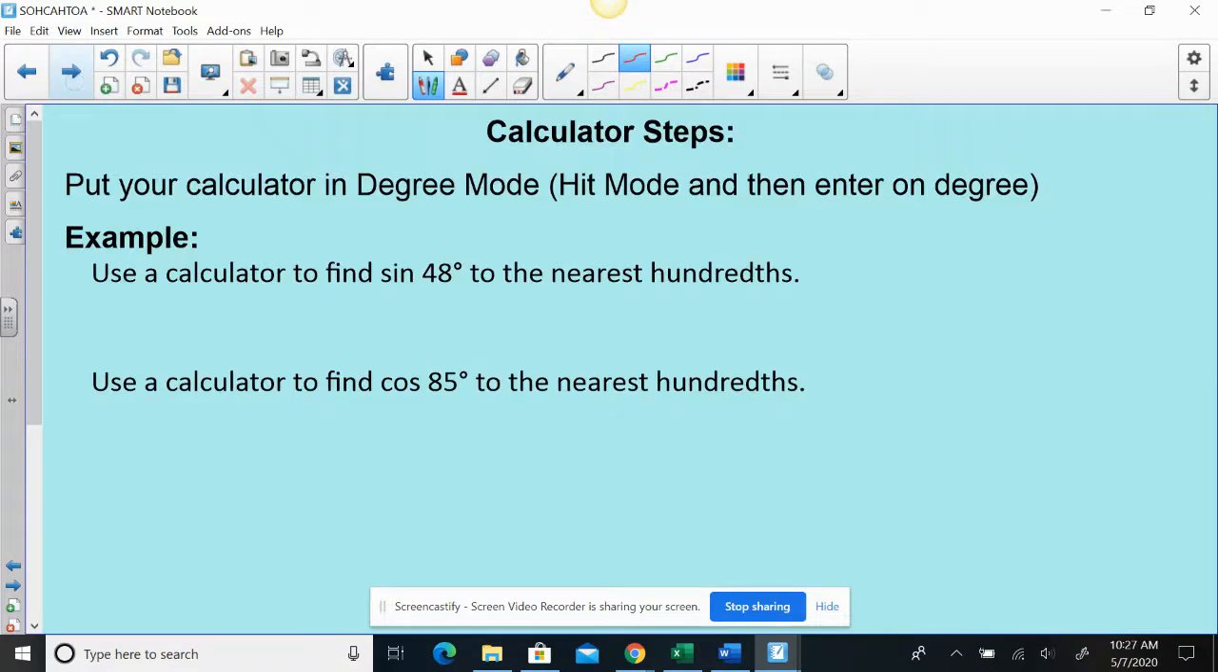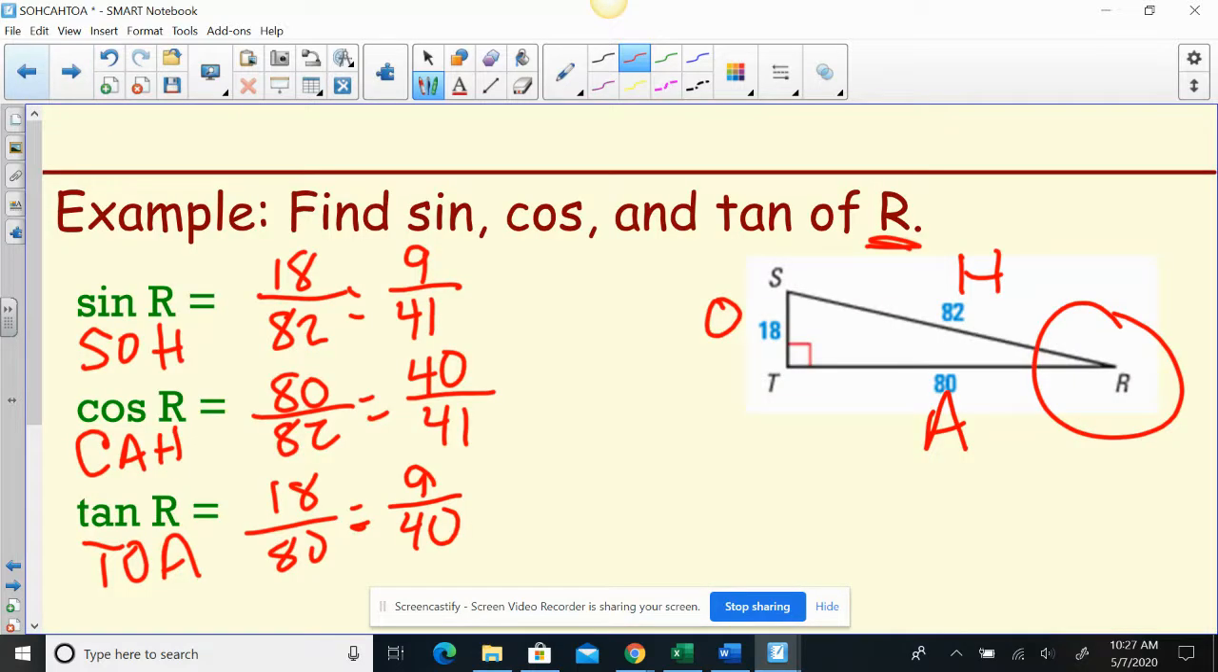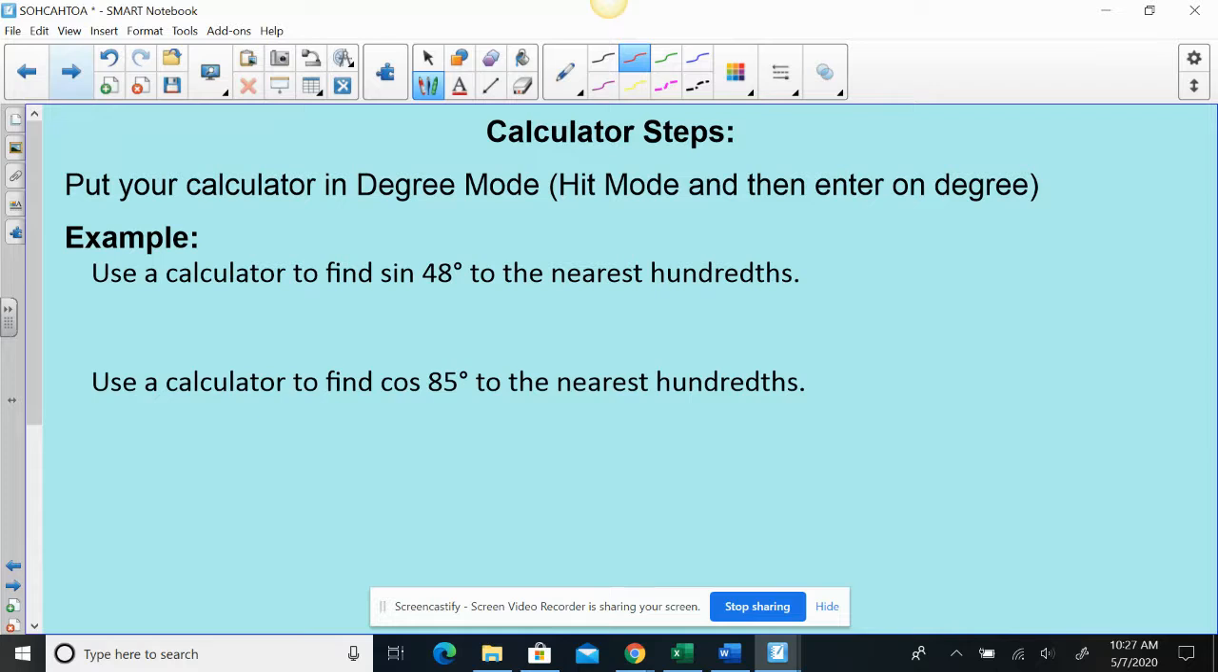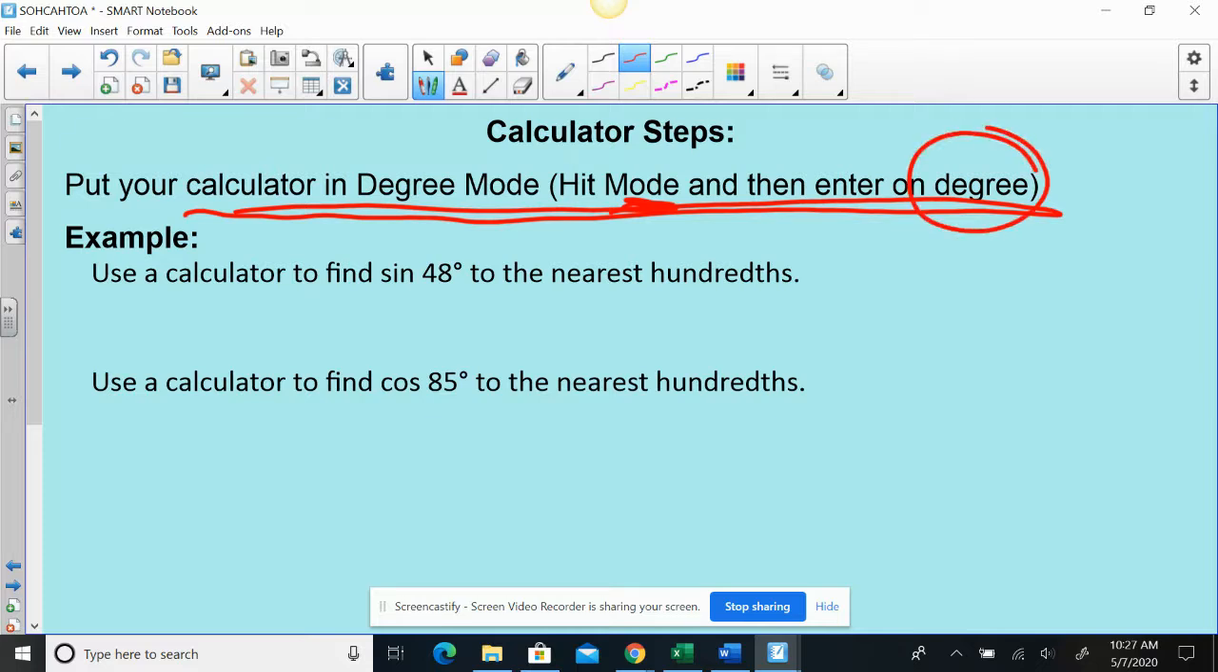Okay, so calculator steps. When we are actually going to be typing these in our calculator, if they just say to find the trig ratio, you're just going to leave it like this. If we're actually finding the value, we want to make sure that our calculator is in degree mode. So you're going to hit mode. Mode is right there next to the second button, and then you want to highlight where it says degree. So come off of radians and do degrees.